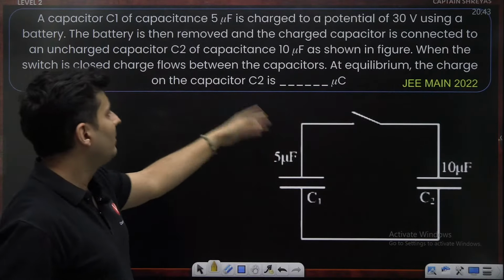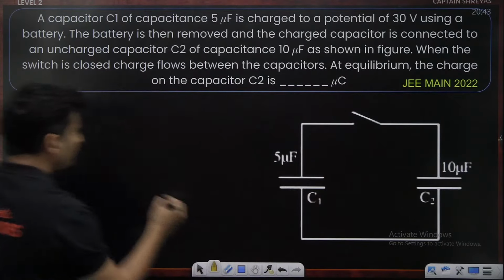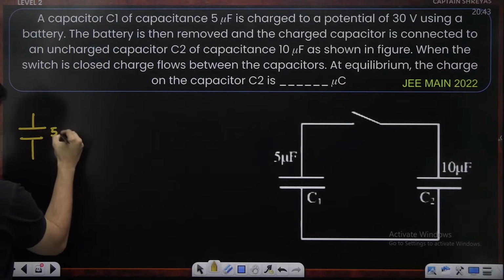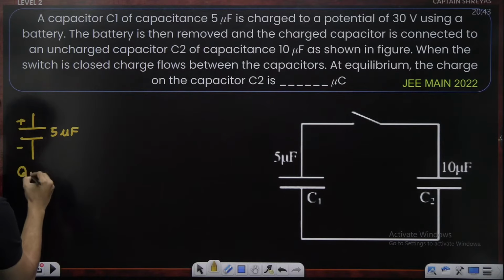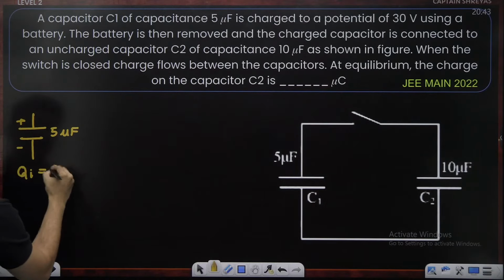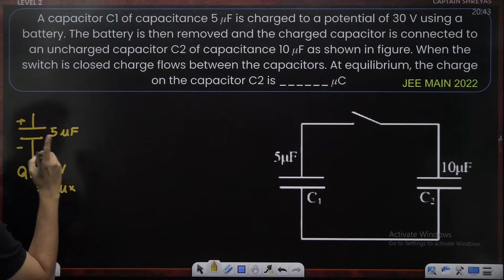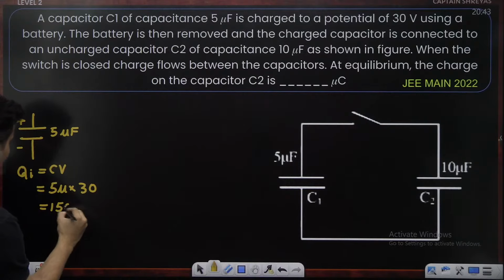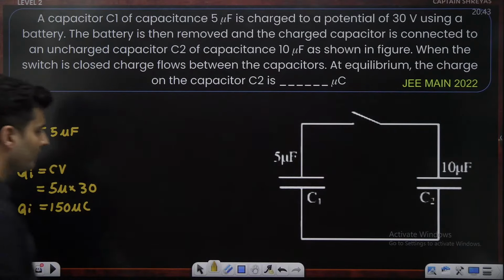Equilibrium, or the capacitor charged to, is how much? Okay, fair enough. Before, on that 5 microfarad capacitor, this is positive and this is negative, and the charge initially will be CV. Capacitance is 5 micro, voltage is how much? 30. So 3 5s are 15, so 150 microcoulomb is the original charge on the capacitor.